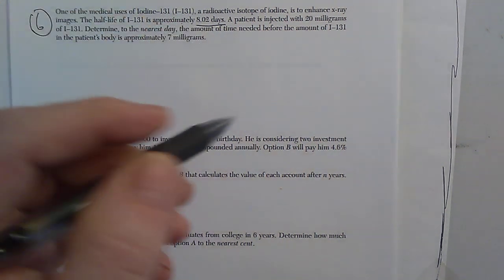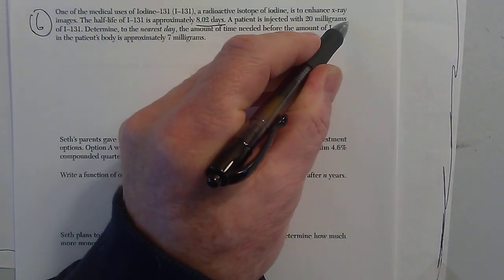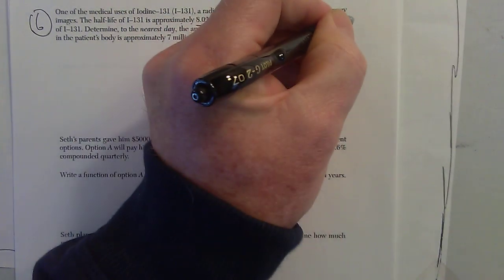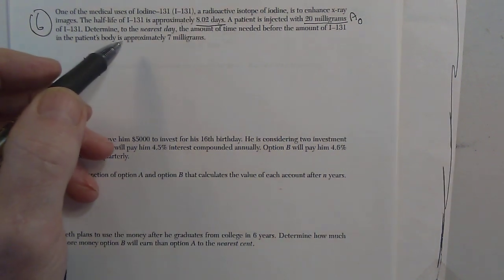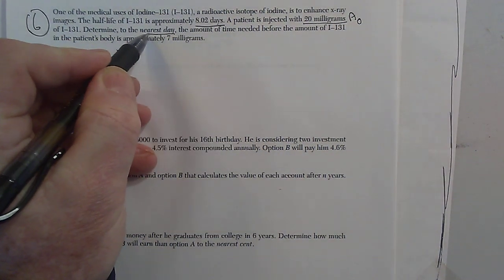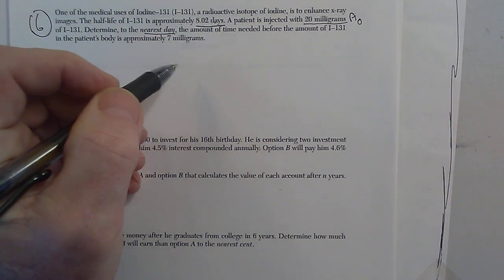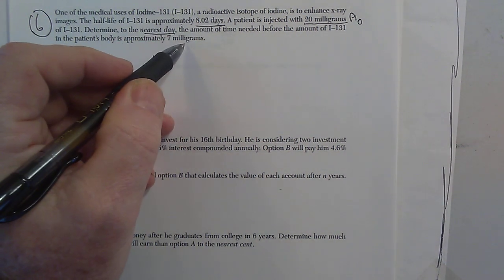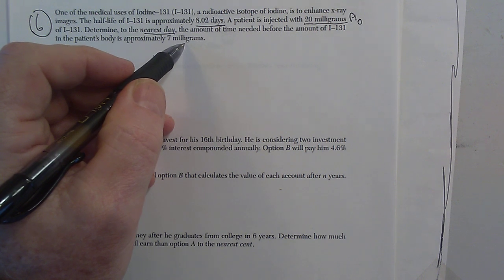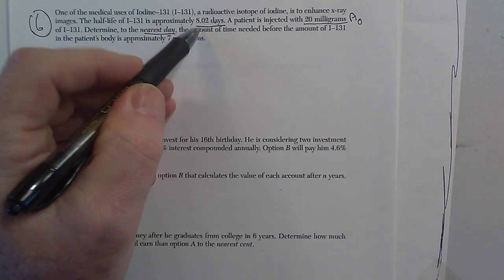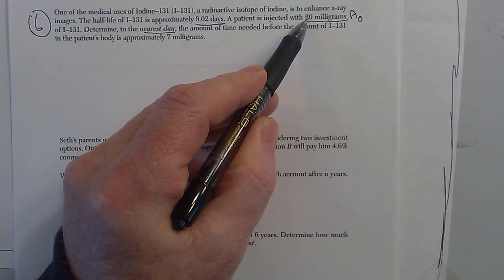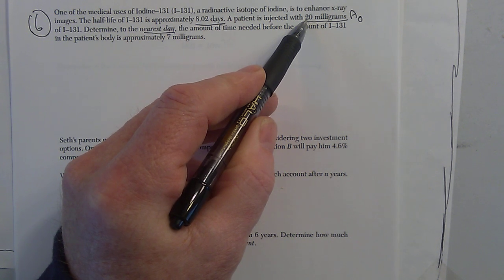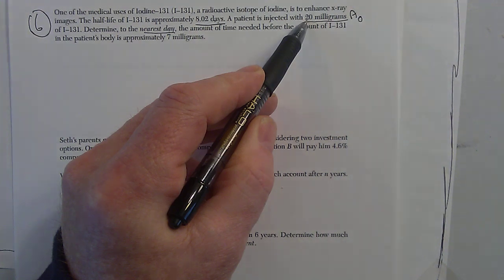Patient is injected with 20 milligrams, so that's the starting amount. It's kind of like A sub 0. And you're going to determine to the nearest day. There's your rounding. Notice days match days. And you want to get down to 7. Right, so let's see, after 8 days, if you start with 20, you're down to 10. Another 8 days, the 10 will be cut down to 5. So somewhere between 8 and 16 days should be our result.